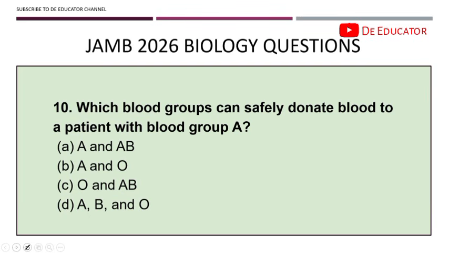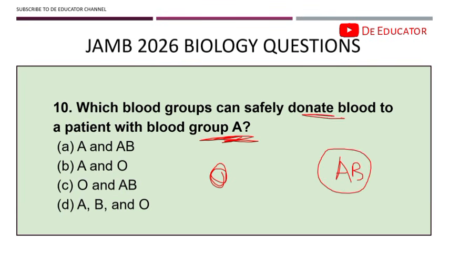Question 10. Which blood groups can safely donate blood to a patient with blood group A? Alright, blood group A. Now, we already know that when you see a question like this, you should calm down. When it comes to donating blood, we have a blood group that is the universal donor, right? The universal donor is O, and the universal recipient is AB. But we are not concerned with universal recipient because the question is talking about donating blood. So we already know that O will be able to donate blood.